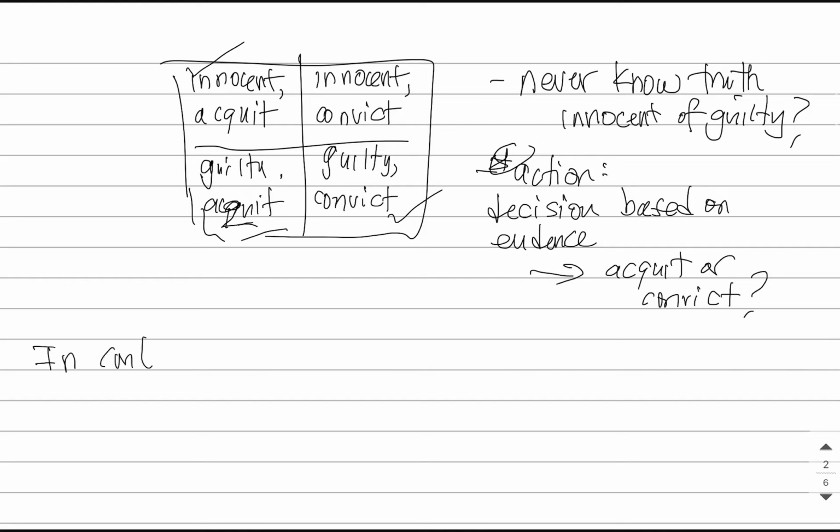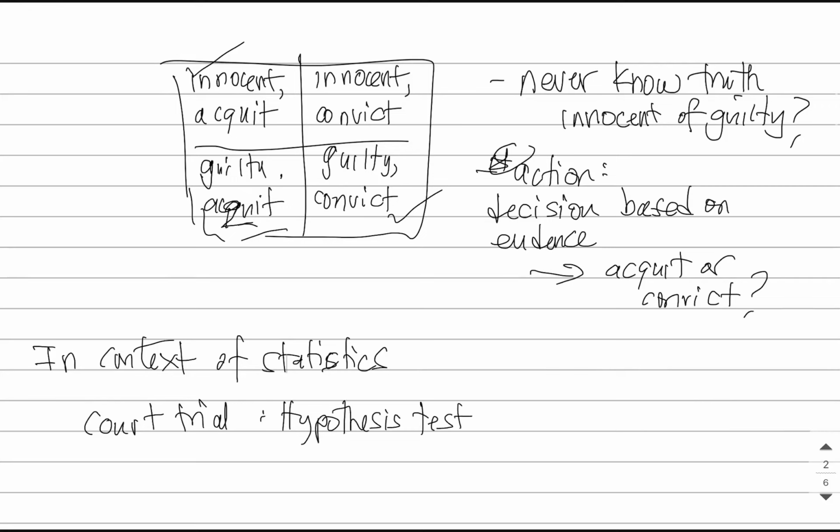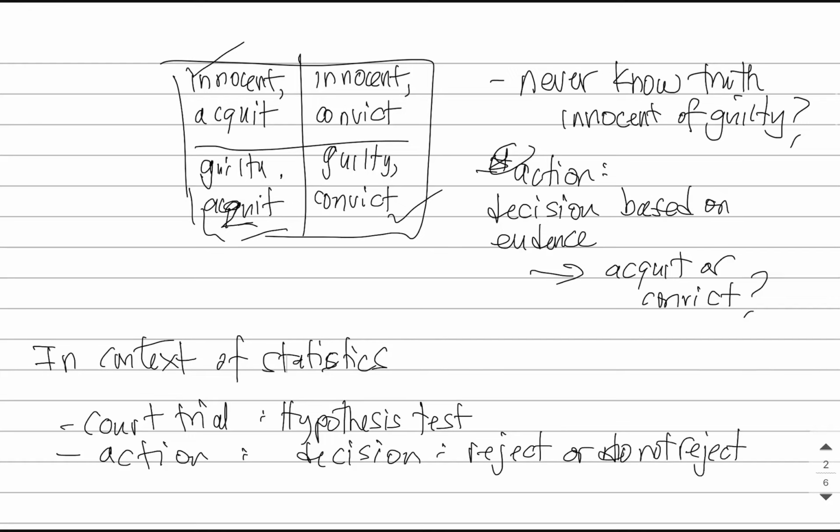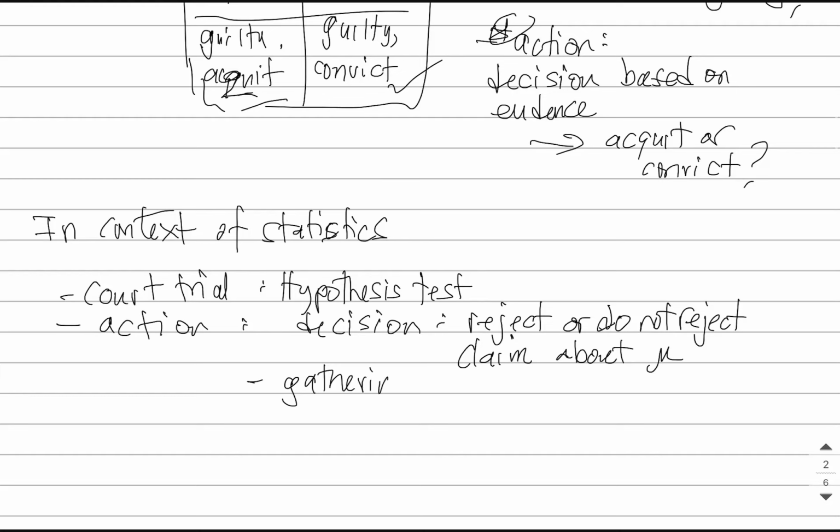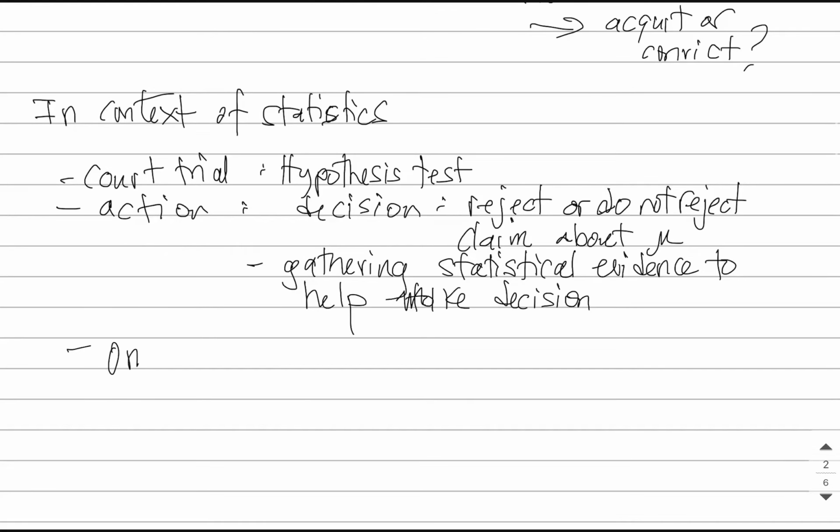Now, in the context of statistics, the court trial is called a hypothesis test. And the action that you need to take is that you have to make a decision. Either you reject or you do not reject a claim about mu. And you do this by gathering statistical evidence. The evidence is what you use to help make a decision. The only action you can take is whether or not to reject the claimed value.